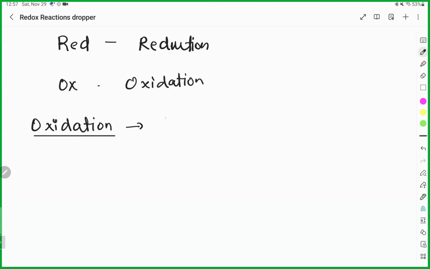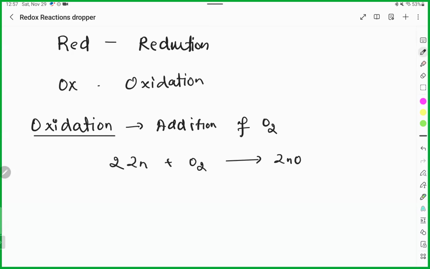So oxidation means addition of oxygen. If you add oxygen to anything, this is oxidation. Example, if you take zinc and it reacts with oxygen, then it will form zinc oxide. You will say that this is oxidation.